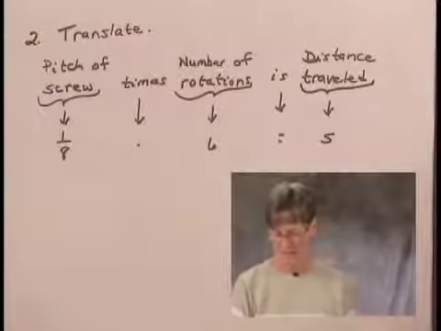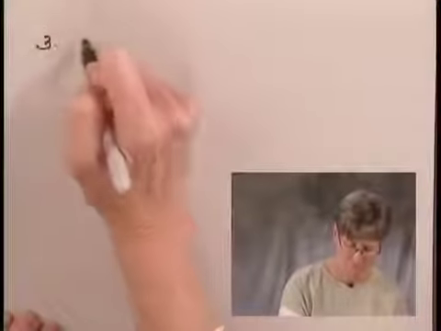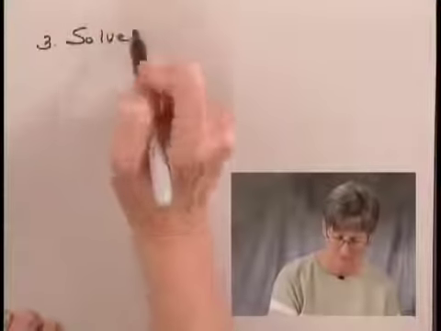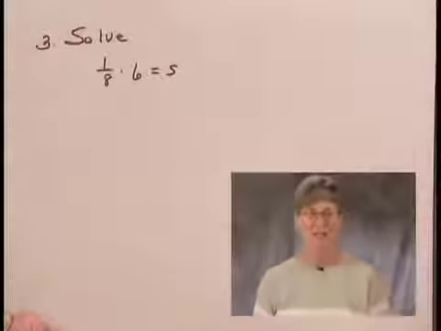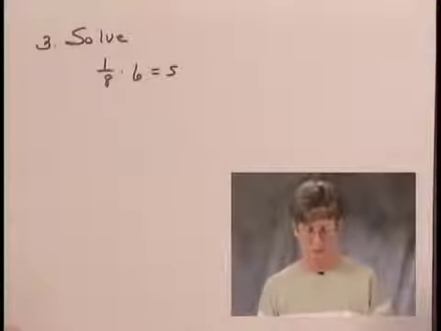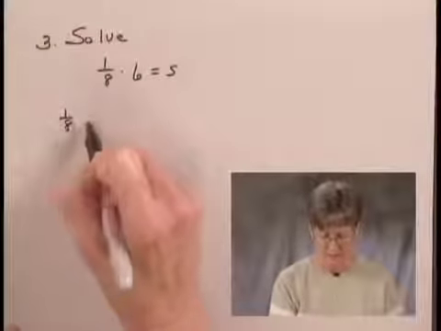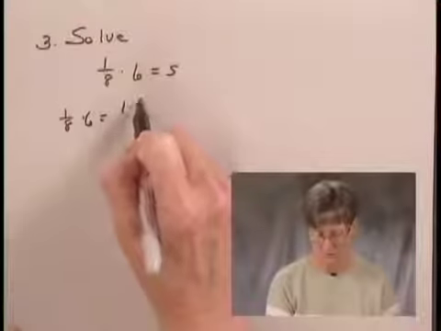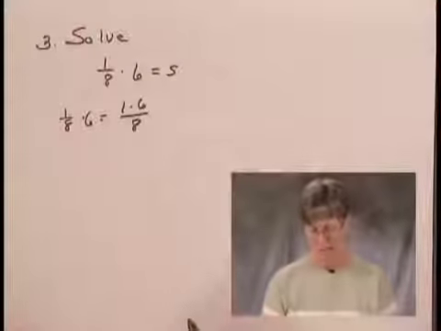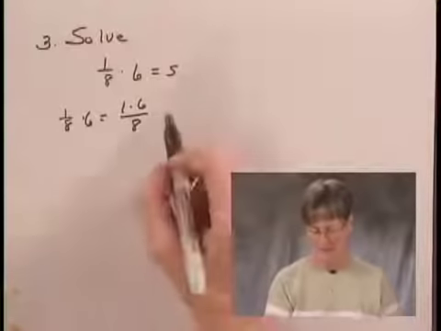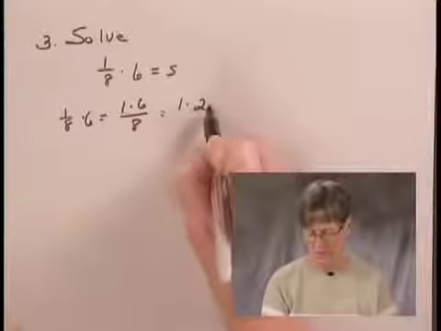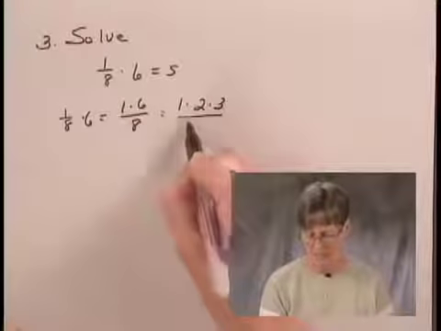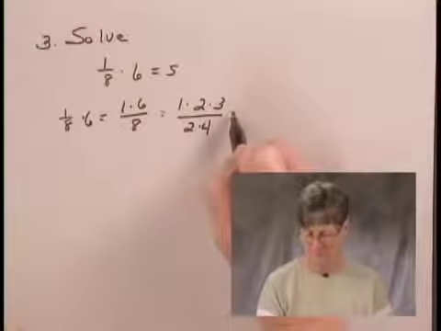The next thing that we want to do is solve the equation. We have 1/8 times 6 is equal to S. And to solve this equation, we just need to carry out the multiplication. We have 1/8 times 6 is equal to 1 times 6 over 8. I see that 6 and 8 each have a factor of 2, so I can simplify. I'm going to write 6 as 2 times 3, and I'm going to write 8 as 2 times 4.